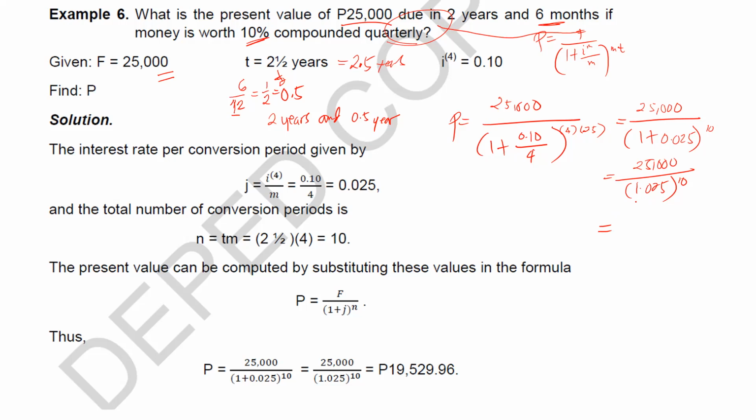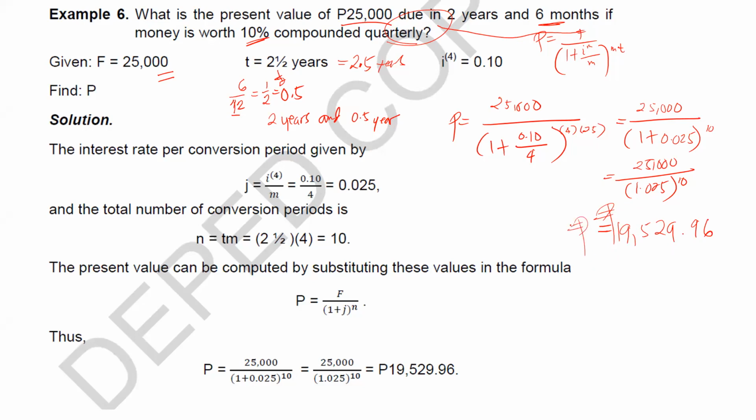Same process as before. Jasmine, please unmute, we could not hear you earlier. 19,529.96 pesos. The same answer as the others. Okay, so this is now the present value.